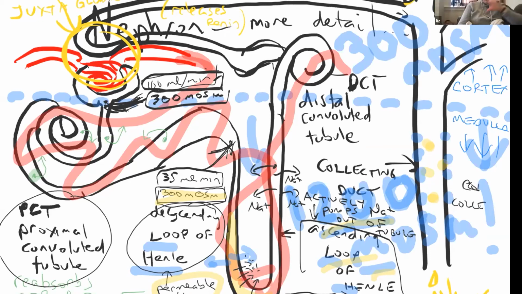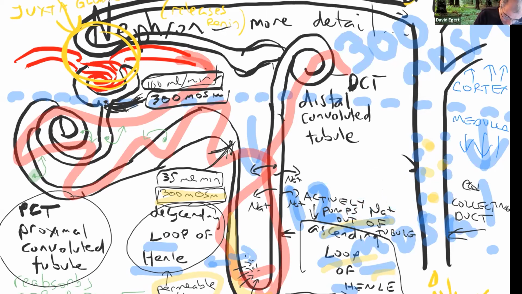So the first part, only water can move, and then the second part of the loop, only solute can move? You have it exactly correct. So this first part, let me get back here. The first part, only water can move, but not solutes. The second part is impermeable to water, but actively pumps sodium out of the tubule. So the water stays behind now as we keep pumping sodium out.